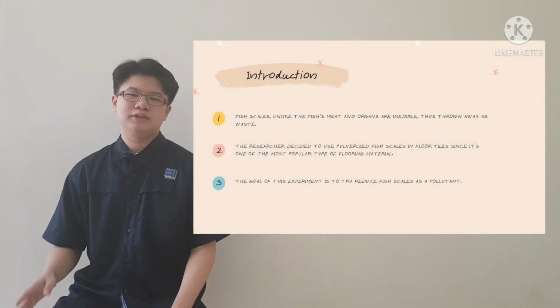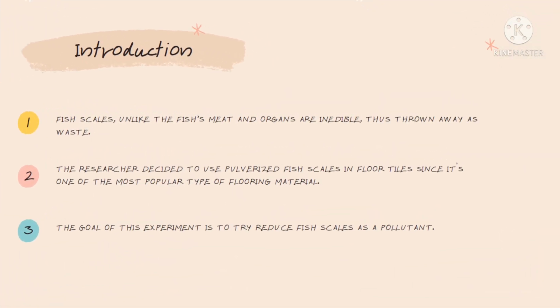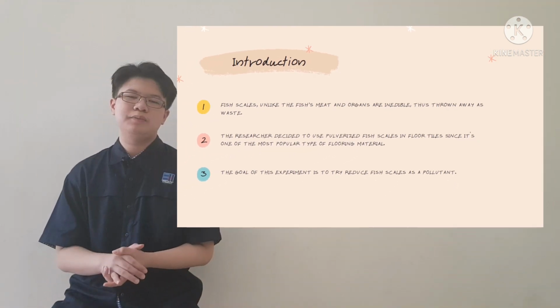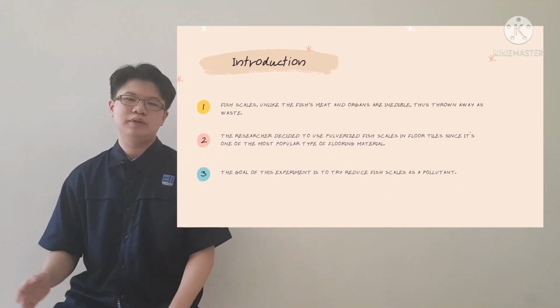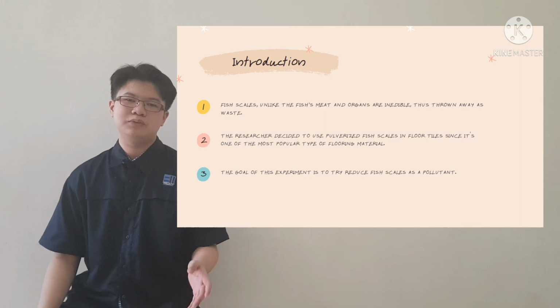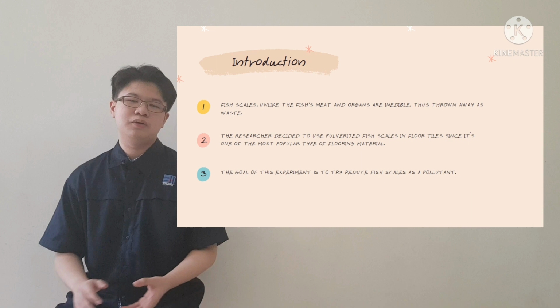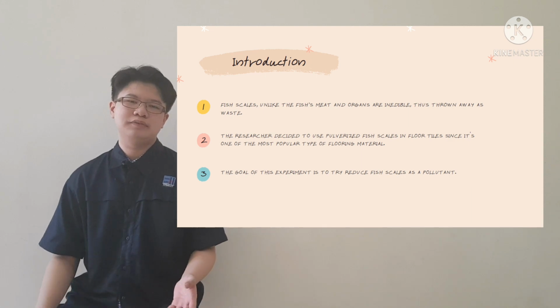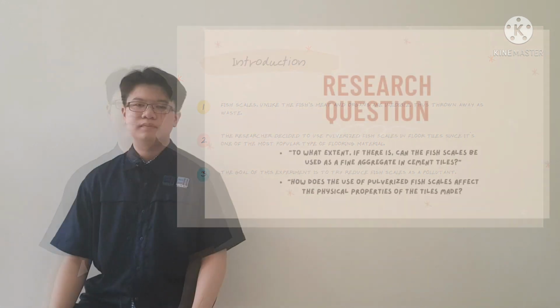Fish are one of our main sources of protein, but with more fish meat produced, more fish scales are thrown away as pollutant. Well, the researcher decided to utilize this pollutant into the making of cement floor tile, which is one of the most common flooring materials. And the goal of this research is to reduce fish scale as a pollutant.